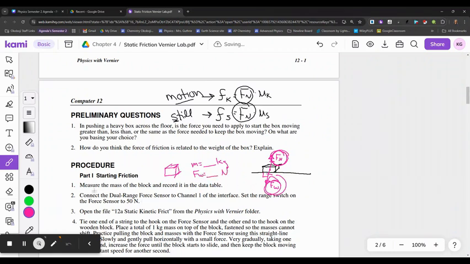There were two things you had to record. Measure the mass, which we got that far on Friday. So measure the mass and record it in your data table.